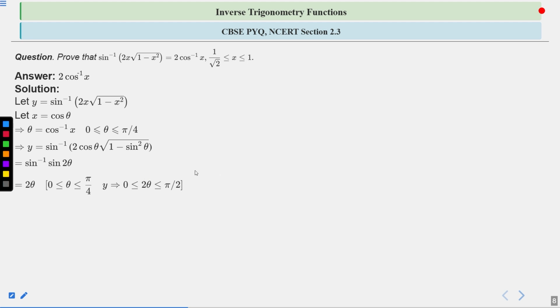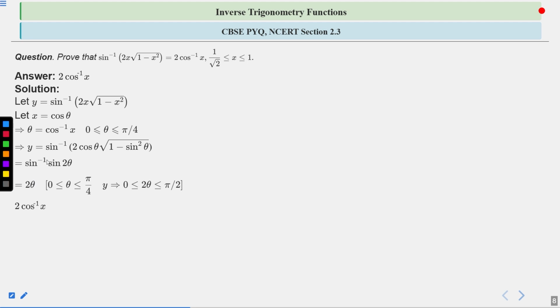We can write sine inverse sine theta as theta when theta lies between minus pi by 2 to pi by 2. Here 2 theta is lying between 0 to pi by 2, which itself lies within minus pi by 2 to pi by 2. Therefore, we can write sine inverse sine 2 theta as 2 theta.